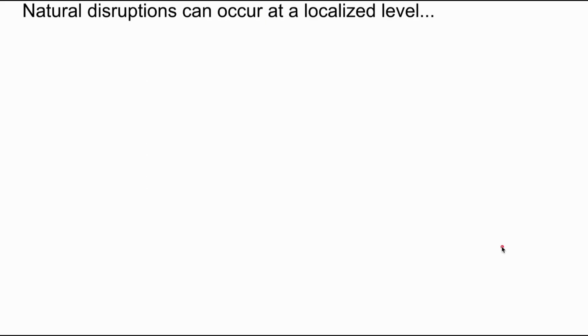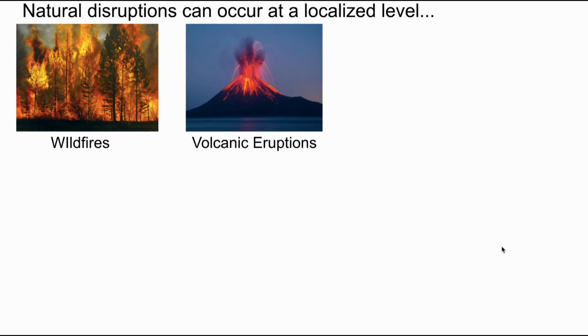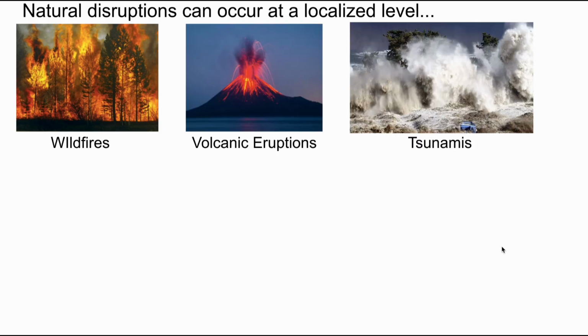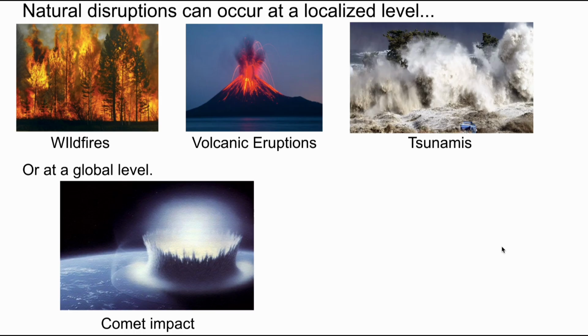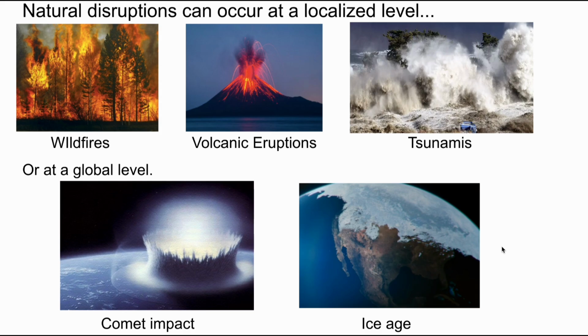So these natural disruptions can occur at different levels. You can have them occur at a localized level, like a forest fire or a volcanic eruption or a tsunami. They affect a lot of area, but not the whole world. But then you can have global level ones, which we definitely notice in the geologic record. That would be things like an impactor, like getting hit by a comet or an asteroid, or some massive ice age that's going to change the distribution of where the biomes of Earth are, and that's going to cause a lot of changes in what species are alive and which ones go extinct.